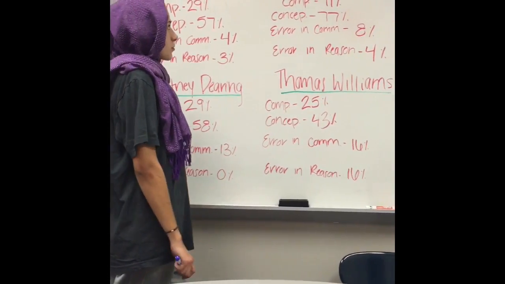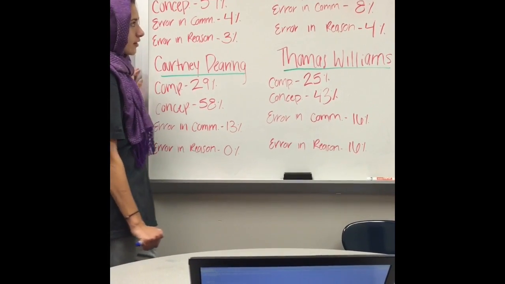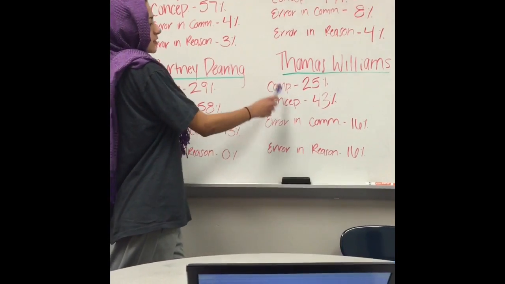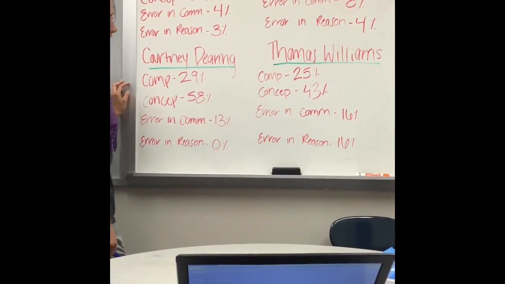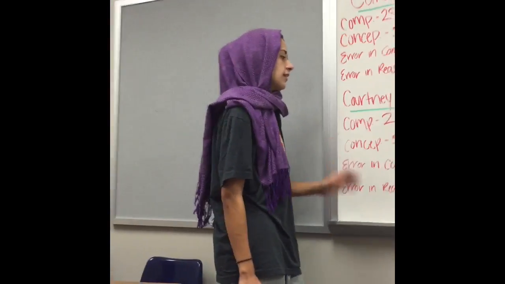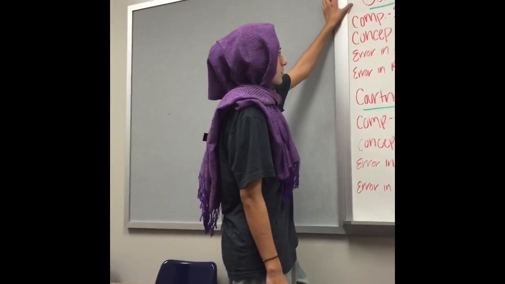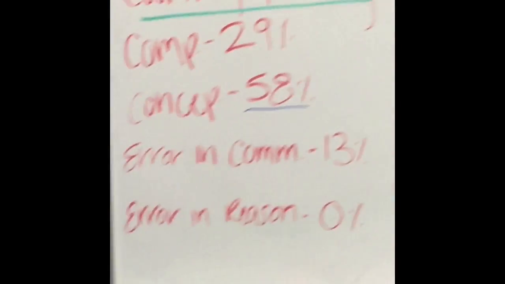Preslee Rolfe missed 11% in computational, 77% in conceptual, 8% in error in communication, and 4% in error in reasoning. And Thomas Williams missed 25% in computational, 43% in conceptual, 16% in error in communication, and 16% in error in reasoning. So it's safe to say that everybody missed the most in the category of conceptual, as you can see here. And everyone missed the least amount in error in reasoning.